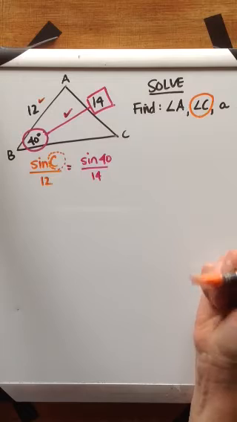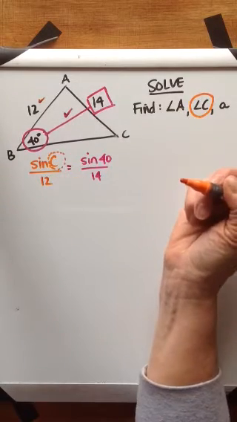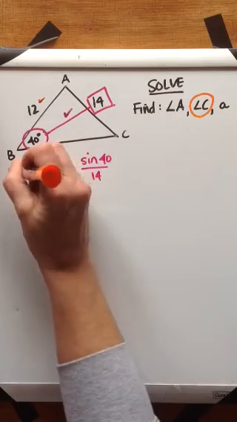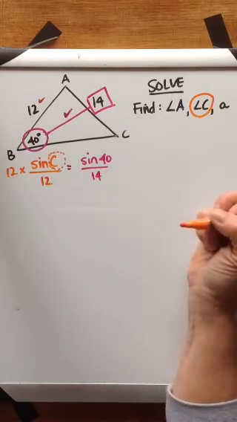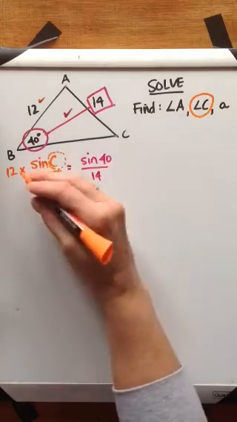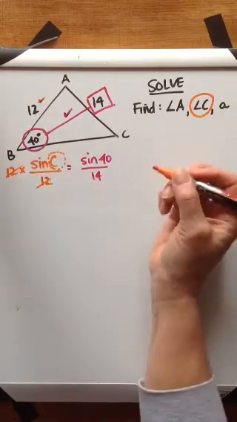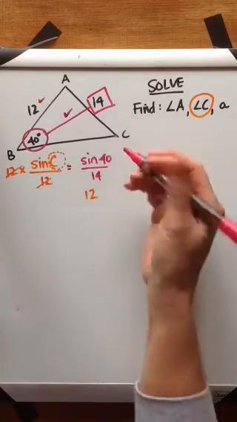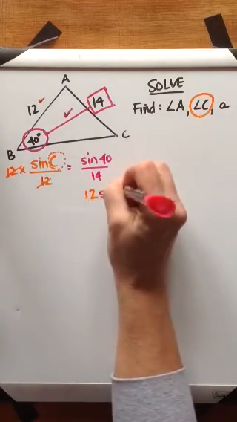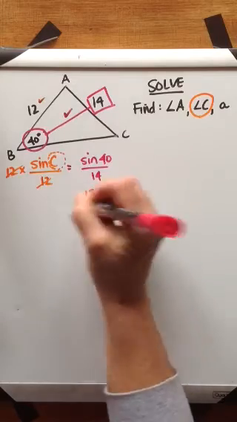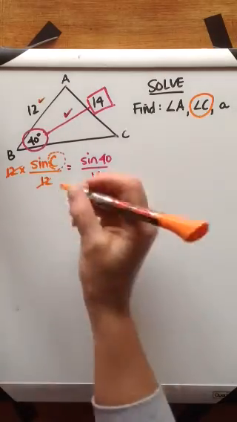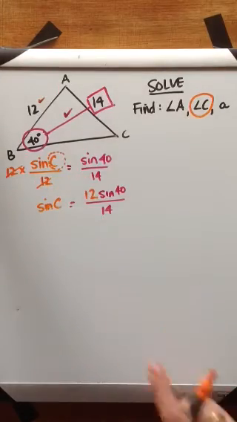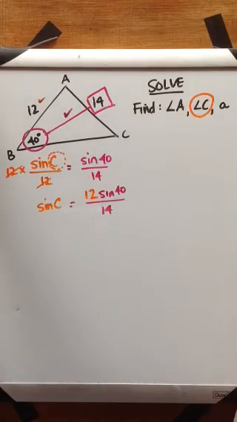The first thing I need to do is get rid of dividing by 12. And mathematically we can do that by doing the opposite, which is to multiply by 12. Now remember that whatever I do on the left side, I have to also do on the right side. So what I can do is write it like this. I can say 12 times sine 40 all over 14 is equal to the sine of C. Okay, just by putting that 12 in front of it.